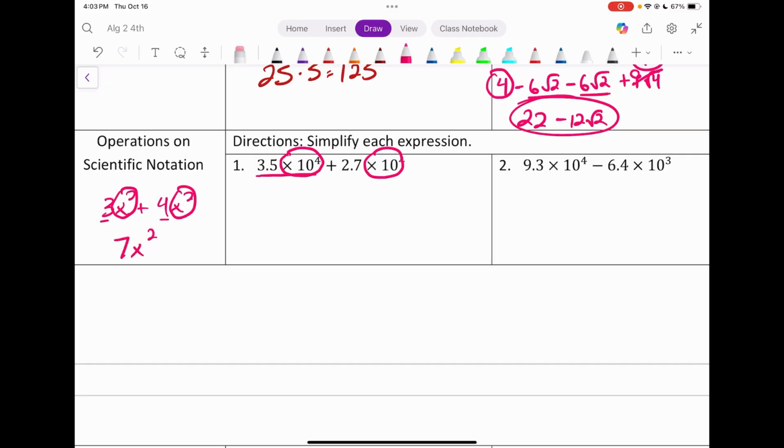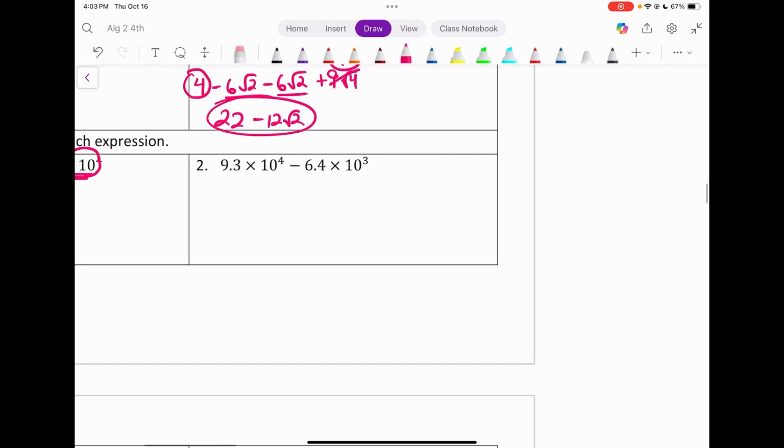Same way here. You have 3.5 times 10 to the fourth. You have 2.7 times 10 to the fourth. You're going to add the 3.5 and 2.7, which gives you 6.2 times 10 to the fourth, and that part stays the same. Subtraction works the same way. However, on this problem, notice they're not the same. However, you can make them the same.